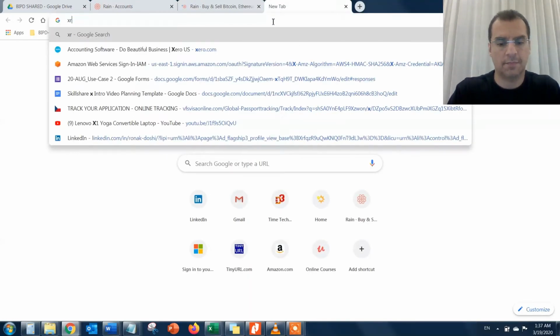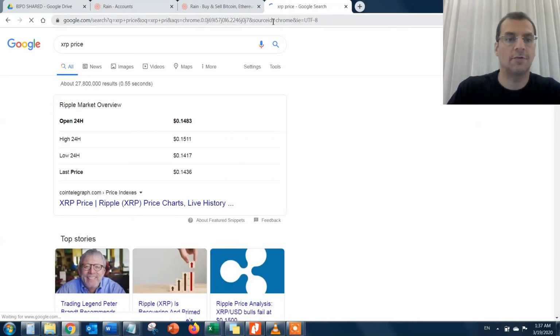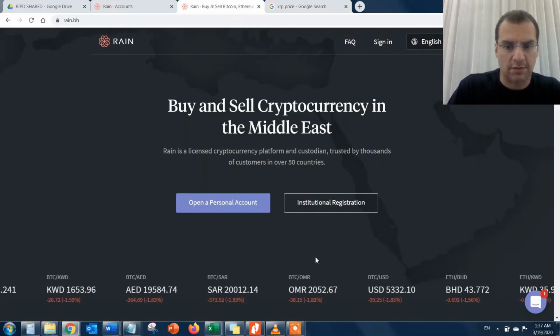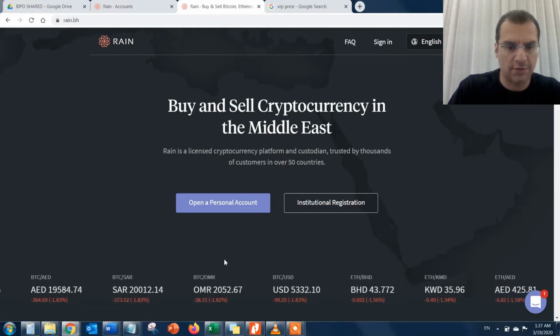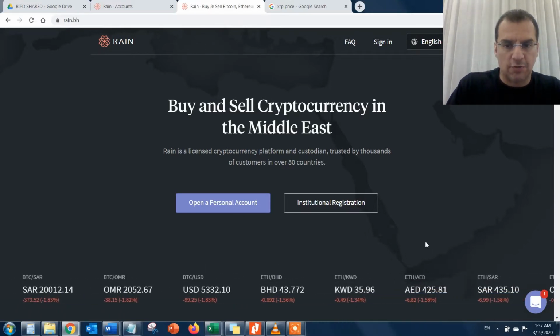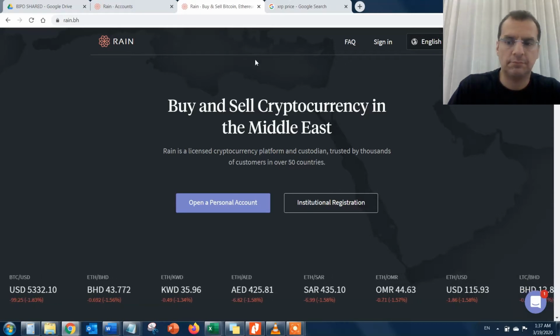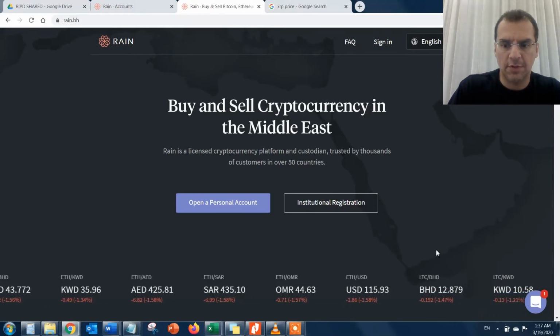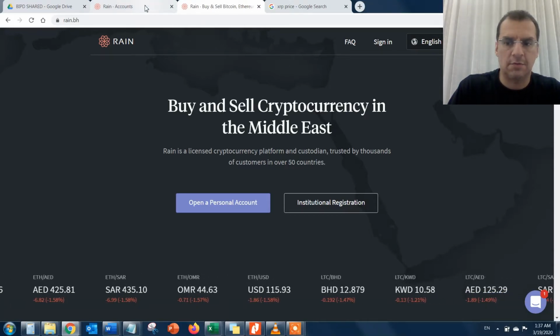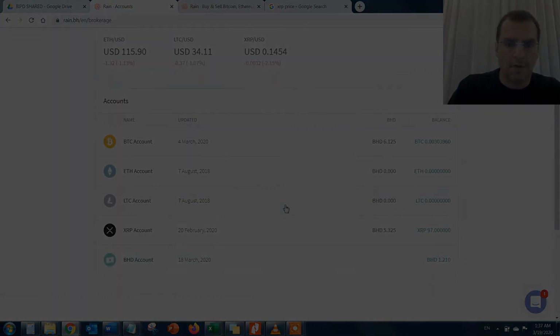When you want to look at the ratio, for example, XRP's price today, let's see, XRP price in terms of USD. It's about 0.1483, so about $0.1483, or 14.83 cents. If you look at the actual ticker here, it will show you the XRP ratio in terms of the BHD. So that's LTC to BHD, and then that's LTC. We can actually see it right here.